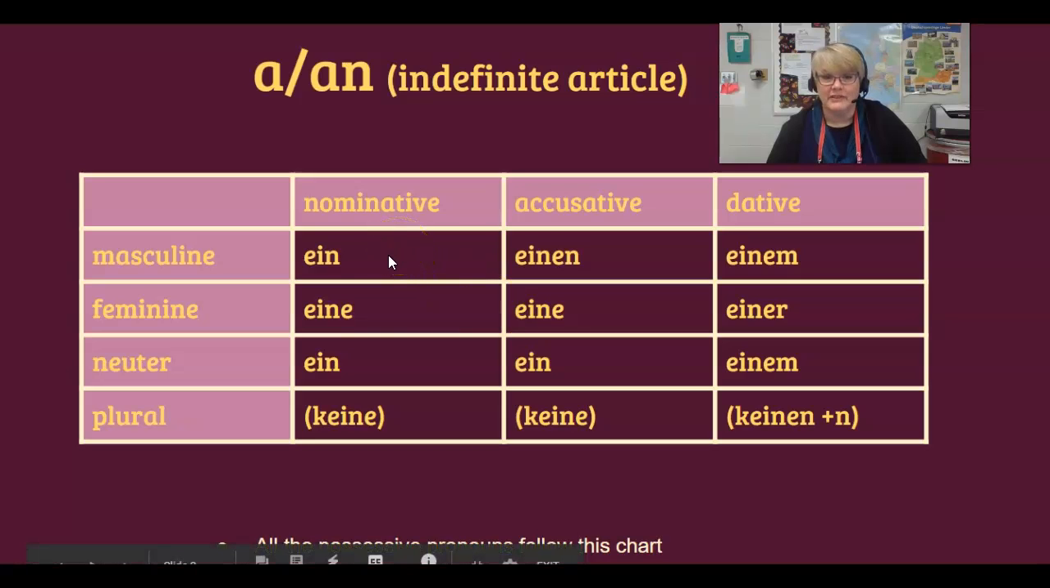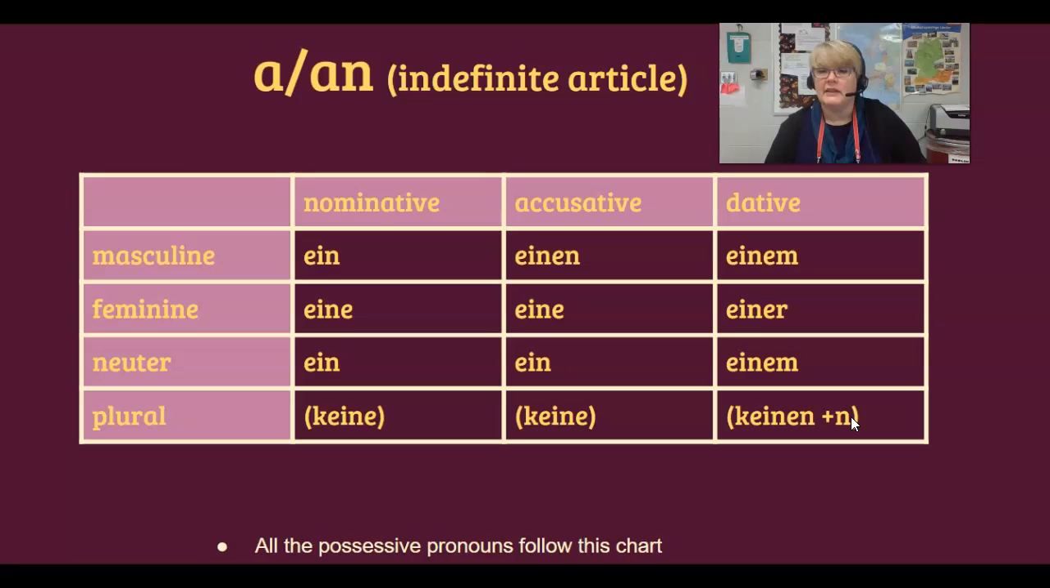So far this is what we've done, yeah? Ein, eine, ein. And then we learned that if you have a masculine noun and it's the direct object, the ein will change to einen, like ich habe einen Bruder. Also, now we have dative. So ein masculine becomes einem. Feminine, eine becomes einer. Neuter, ein becomes einem. And then in the plural, for all the possessives and for kein, keine becomes keinen, plus an N on the end.